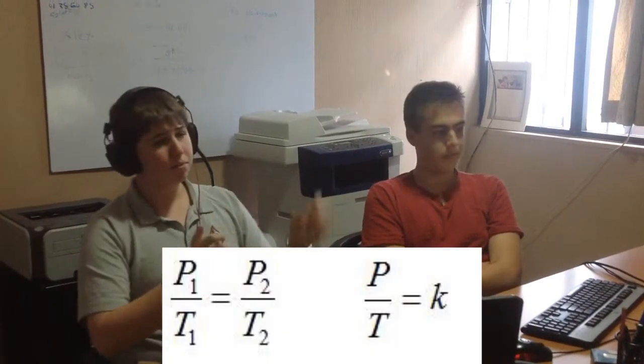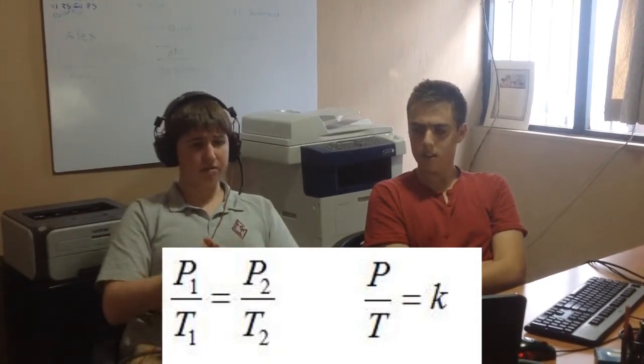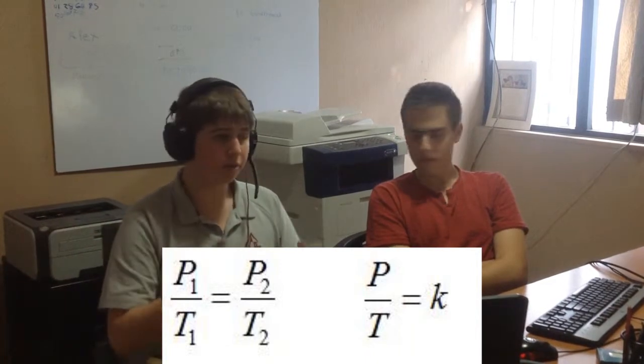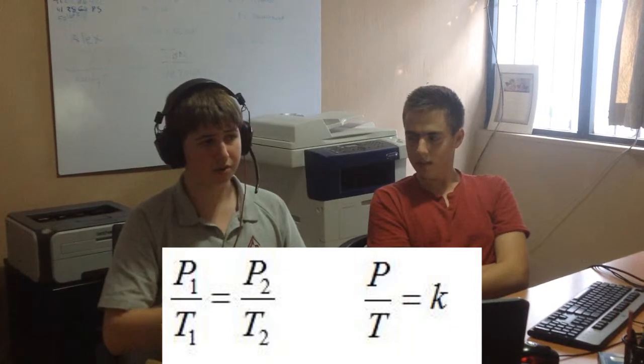The formula for Gay-Lussac's law is pressure equals K, meaning a constant, times temperature. Another way to say this is pressure over temperature equals a constant, and since pressure over temperature equals a constant, pressure over temperature equals pressure over temperature.